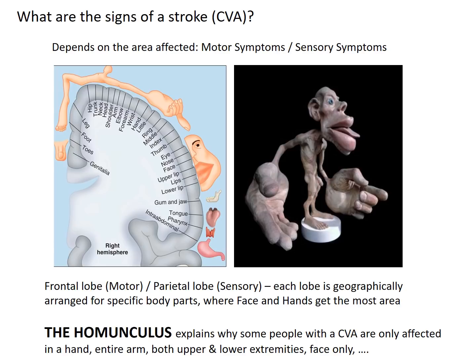Signs and symptoms of a stroke are dependent on what region of the brain has been affected. So we have a sensory cortex and a motor cortex, where the motor cortex is where we initiate movement. So if I want to move my right thumb up and down, that has to initiate in a region of the brain dedicated for my right thumb on the motor cortex.